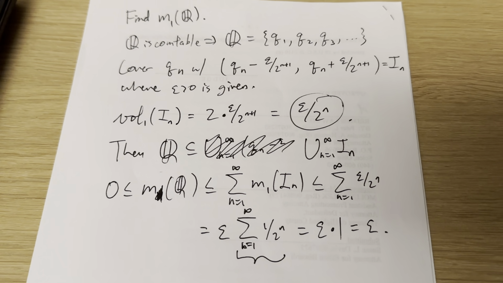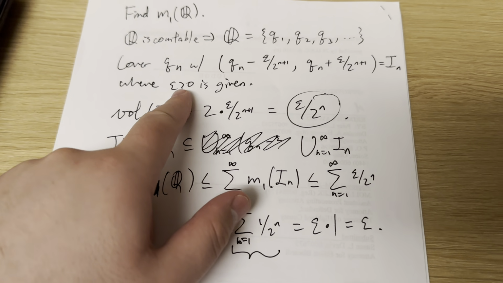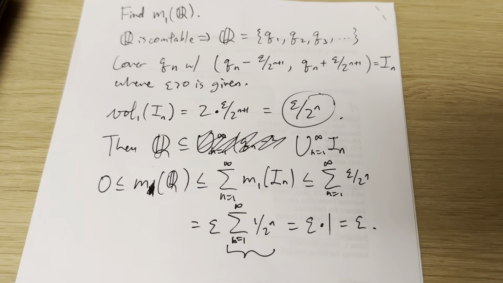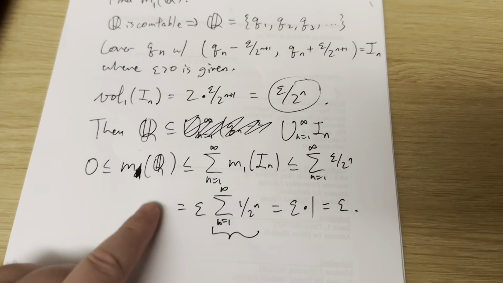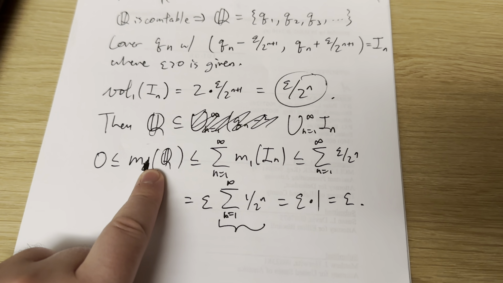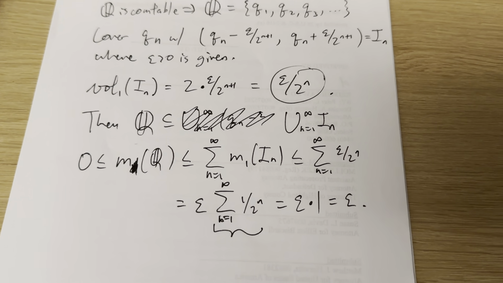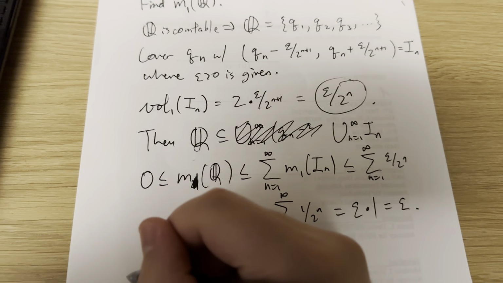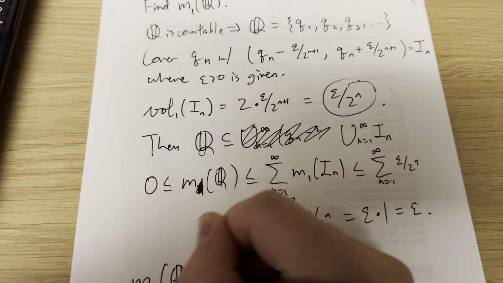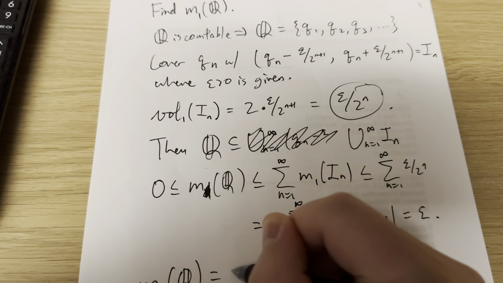And because epsilon is an arbitrary positive number, it means that we can make epsilon as small as we want, which means that the measure of Q has to be smaller than any positive number that we pick. And because it's bounded below by 0, this is enough to conclude that the Lebesgue measure of Q is equal to 0.